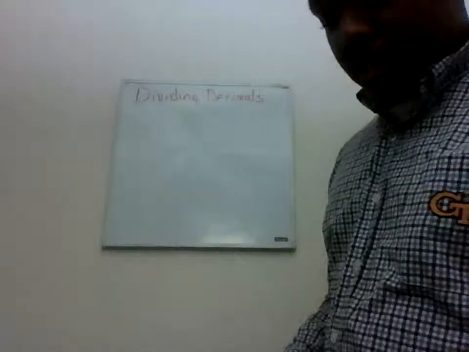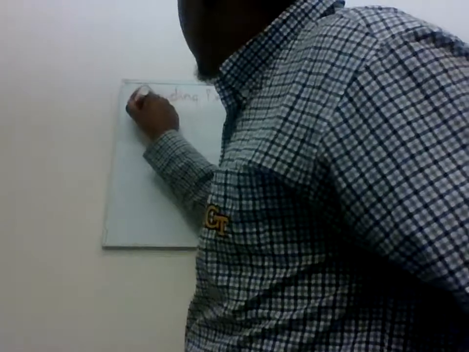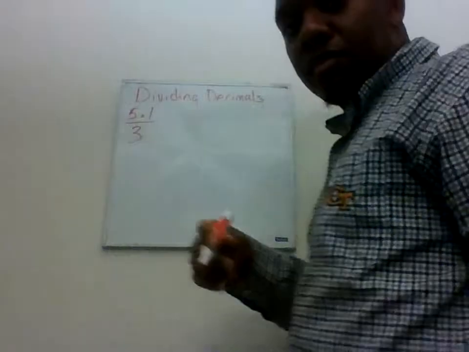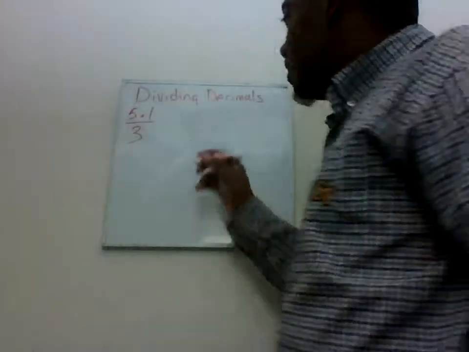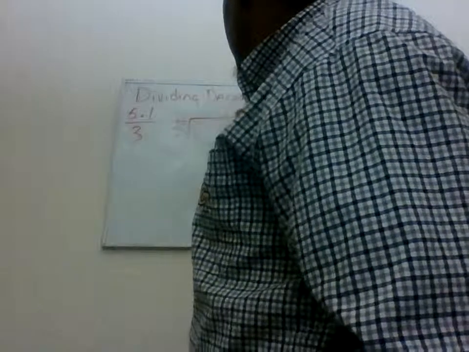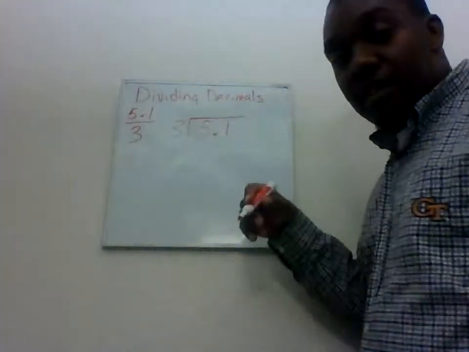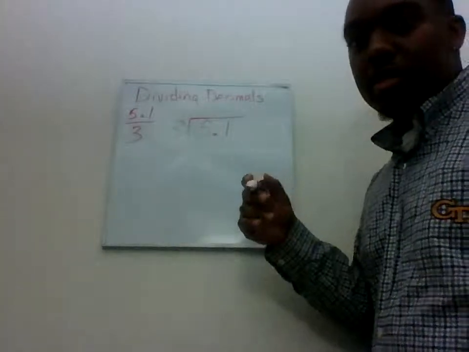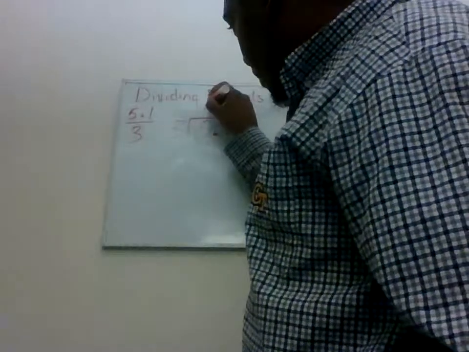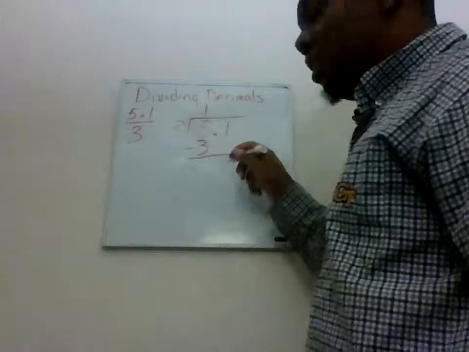So let's say, for instance, we had 5.1 divided by 3. Okay, 5.1 divided by 3. So we would start off by doing 3 into 5.1. Well, how many times does 3 go into 5? Okay, that's pretty simple, right? This looks the exact same, because it is right now. So 3 goes into 5 1 time, 1 times 3, we get 3. We subtract.